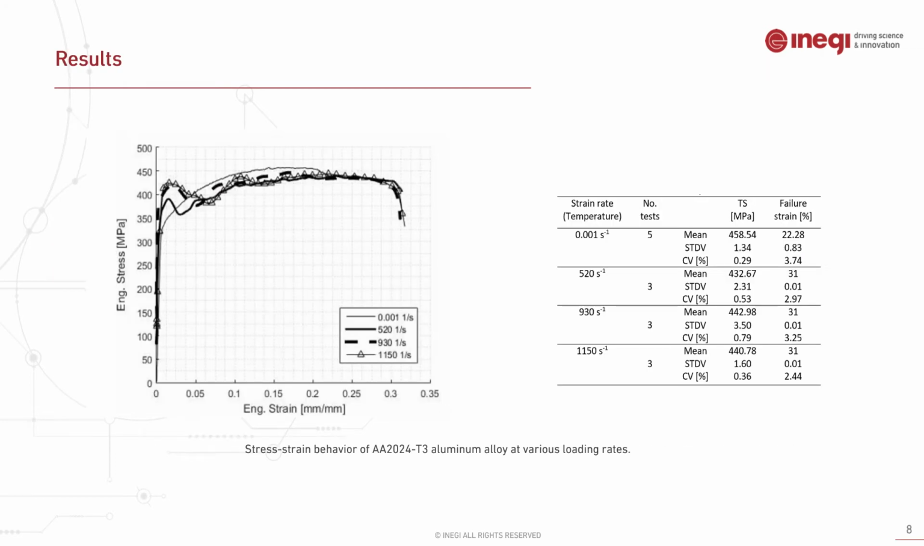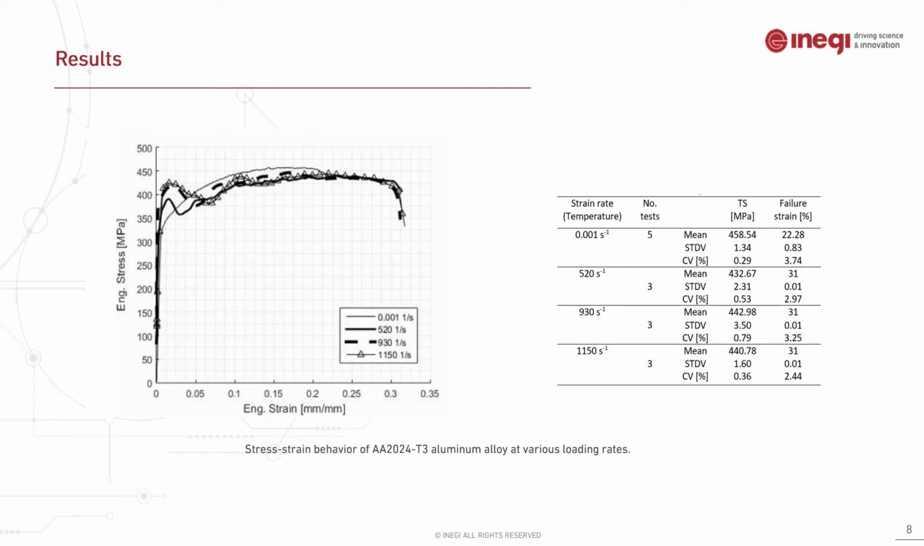Here you can see the mechanical behavior of the 2024 aluminum alloy subjected to various strain rates. One thing you can see is that it is actually showing some negative strain rate sensitivity. We have an average tensile strength value of around 458 megapascal for the static test, while the value is actually decreasing by increasing the strain rate.